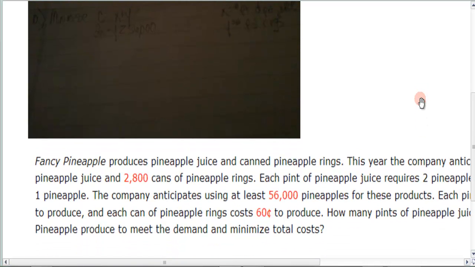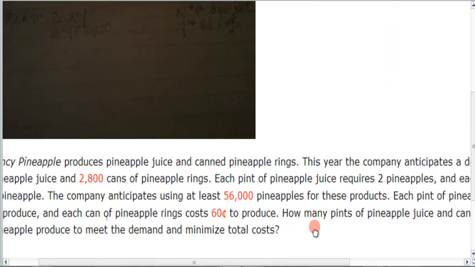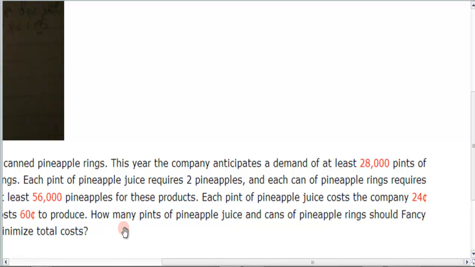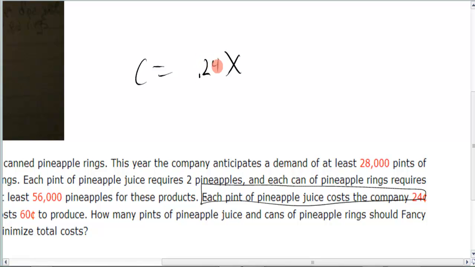So you need to look down in your problem and say, okay, how much does juice cost me? And when you look here, there it is. Each pint of juice costs the company 24 cents. So when you're writing that equation, your cost is the money. You've got to somehow say, all right, each pint of juice, so x represents just pints of juice, each one's going to cost me 24 cents. So if you think about that, if you said like 5 pints of juice, then 5 times 0.24 would be how much money that would cost you.